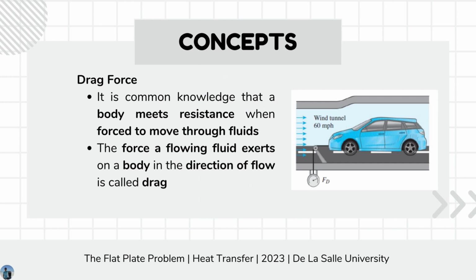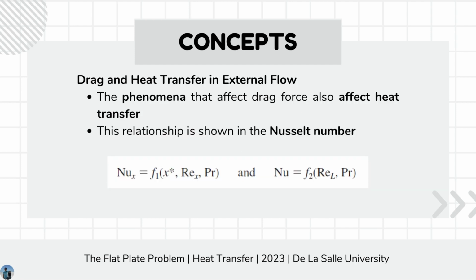It is common knowledge that a body meets resistance when forced to move through fluids. In the previous example, the air pushed the plane back, like we experience when we extend our arm out of the window of a moving car. The force a flowing fluid exerts on a body in the flow direction is called drag. The phenomena that affect the drag force also affect the heat transfer, which can be seen in the Nusselt number.